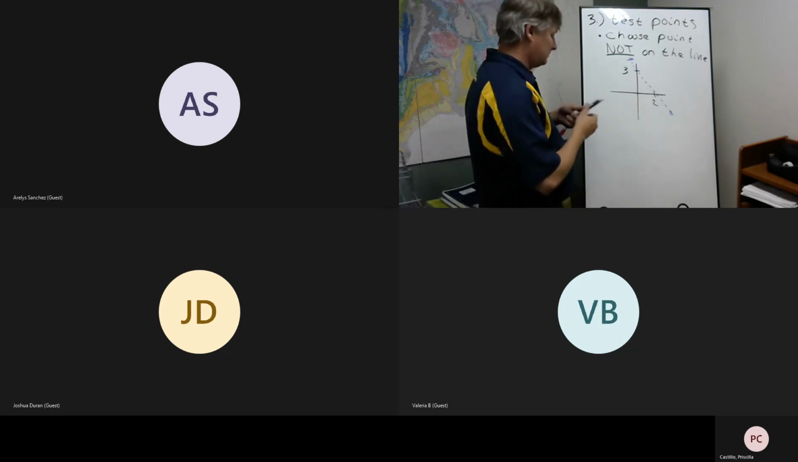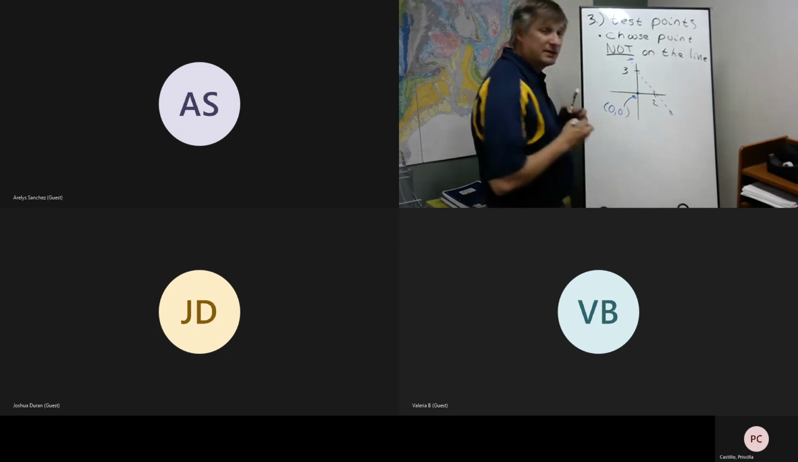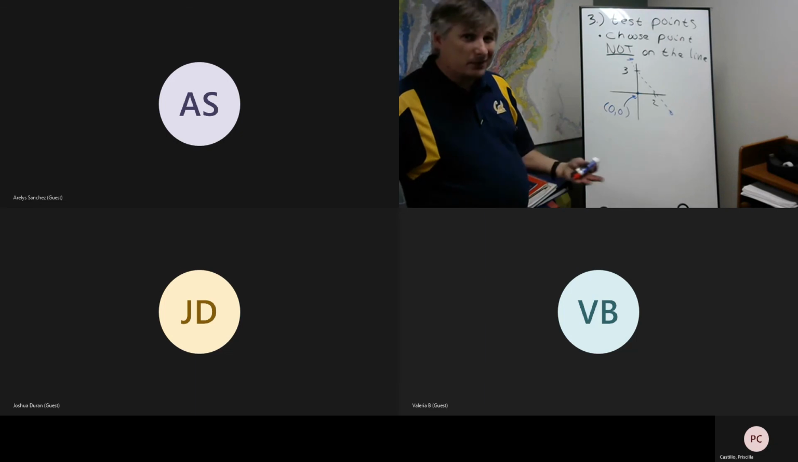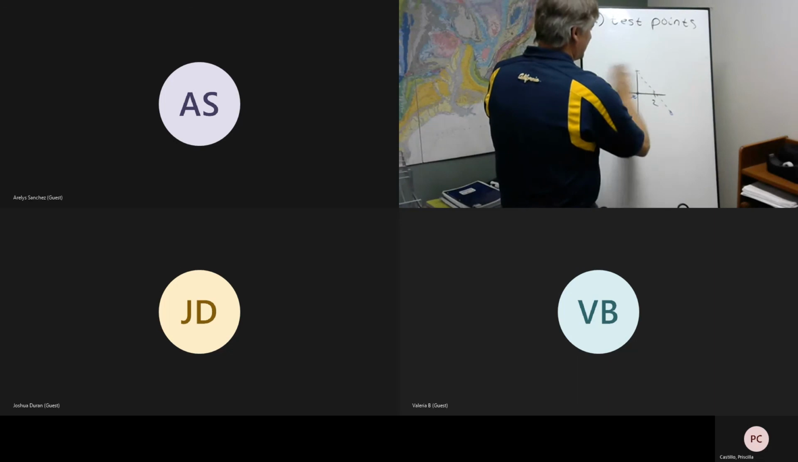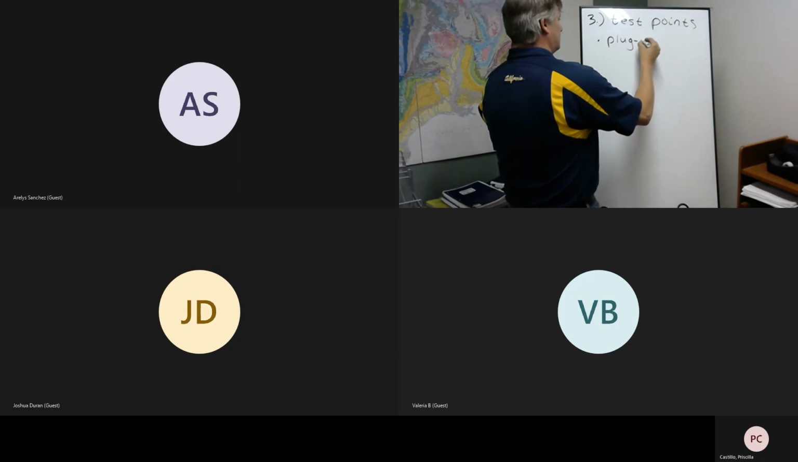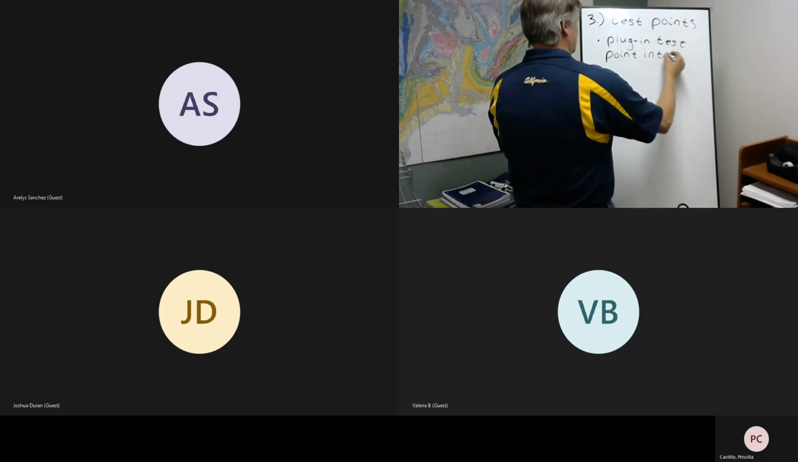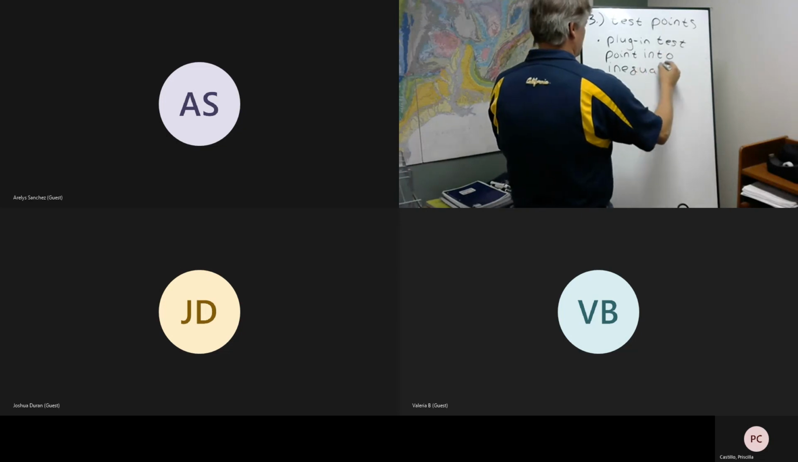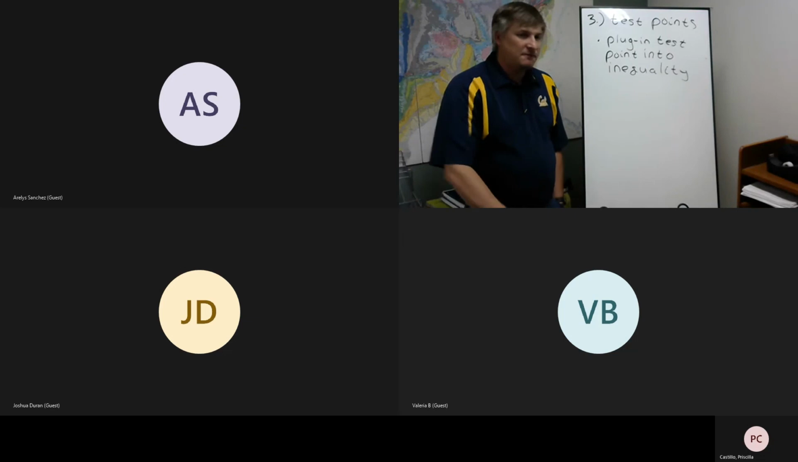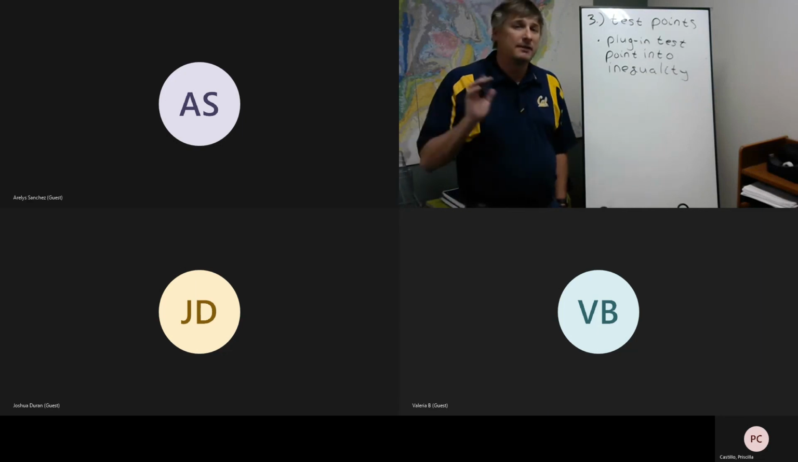I'm going to go with an easy one. I'm going to pick 0, 0 as my test point. So that's what I'm going to do. I'm going to choose a point not on the line. I'm going to choose 0, 0. It's really easy to work with. The next thing I'm going to do is plug in. I want to plug in the test point into the inequality. And if it works, then the side the test point was on, that entire side will work, and that's going to be my solution.